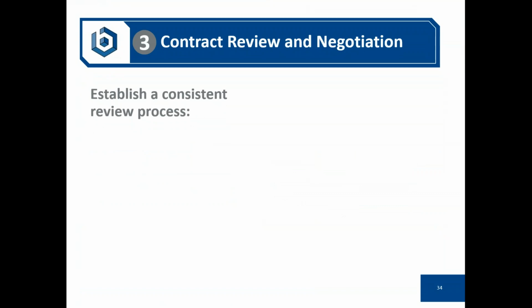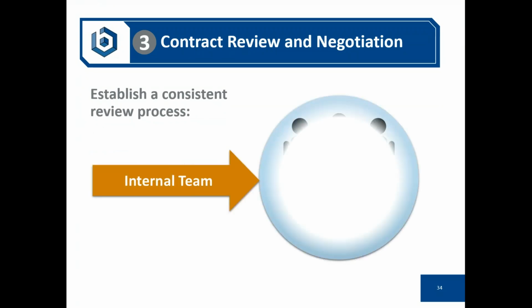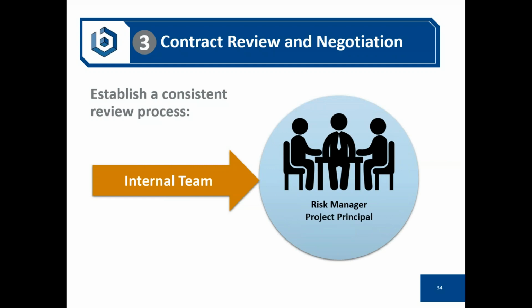Our third component, critically important: the contract review and negotiation process. We recommend that you have a consistent review process that starts with your internal team. The two people in the middle, the project principal and the project manager, are critical to this. At a minimum, those two parties should be involved from your standpoint and involved in the contract negotiation.